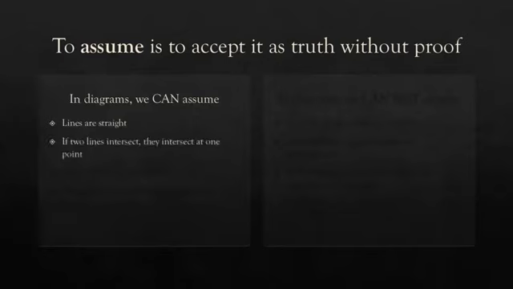So to assume is to accept something as true without proof or facts. In some diagrams, we can assume things. When we're looking at diagrams in geometry, we can assume that lines are straight. If it looks like a straight line, it's a straight line. We can also assume that if two lines intersect, they intersect at just one point. They're not curvy lines that intersect multiple times. Two straight lines will intersect one time.